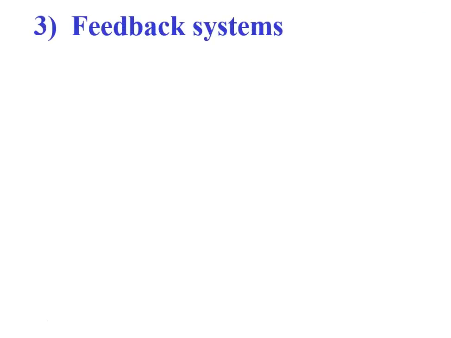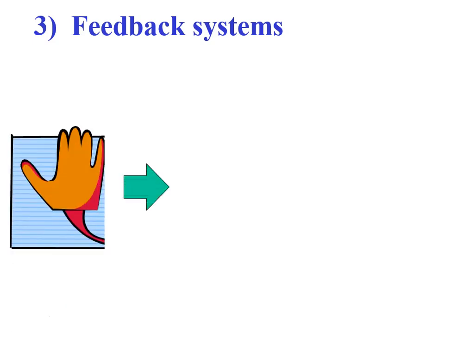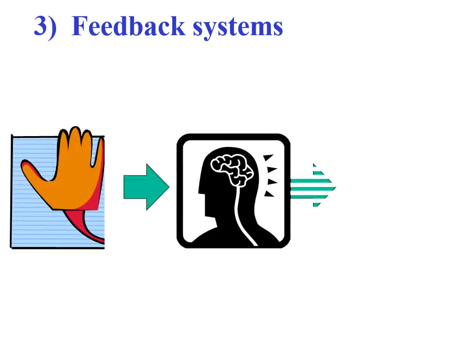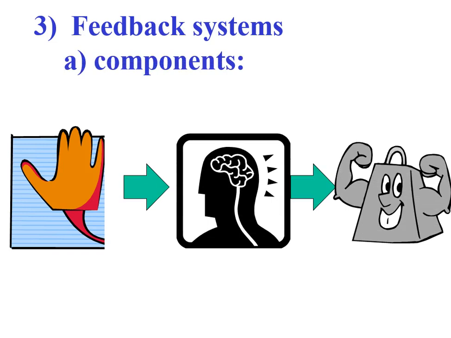Now, the nervous system and the endocrine system use what we call feedback systems. There are two types of feedback systems. One of them is positive and one of them is negative. Let's look at the components that make up a feedback system.